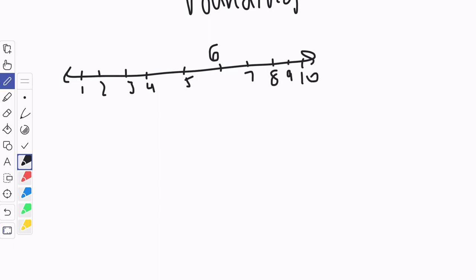So 6 is closer to 10 than to 0, because to get to 10, you only have to add 4, but to get to 0, you have to subtract 6. So therefore, 6 can be rounded to 10.